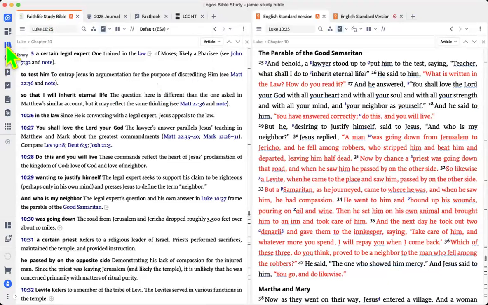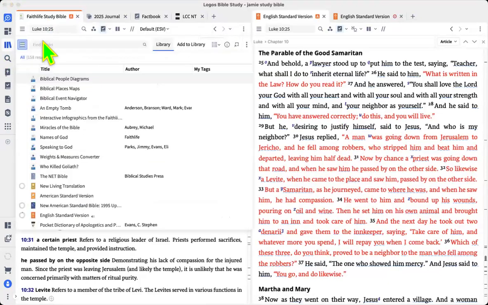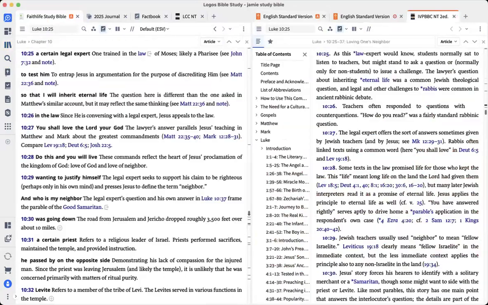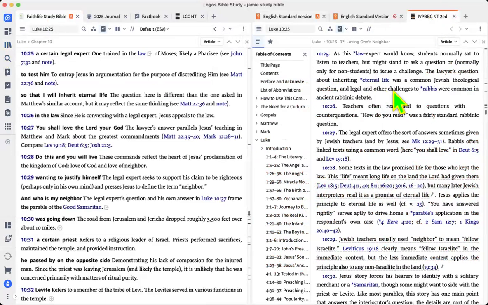Another resource that will help you with the social context is the IVP Biblical Backgrounds Commentary. There's a New Testament volume right here by Craig Keener. Then there's an Old Testament volume by John Walton. If I click on this, it will open up this entire commentary. All it's doing is helping you with the background social context behind the passage. So I highly recommend that you check that out. So historical context, literary context, and then social context.